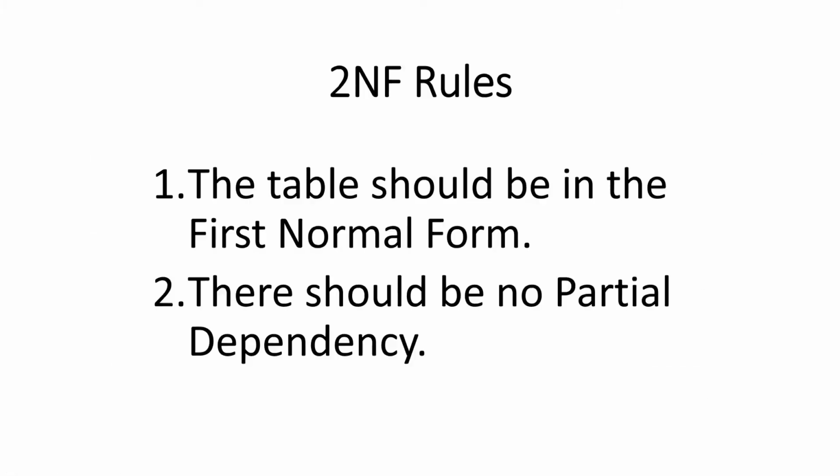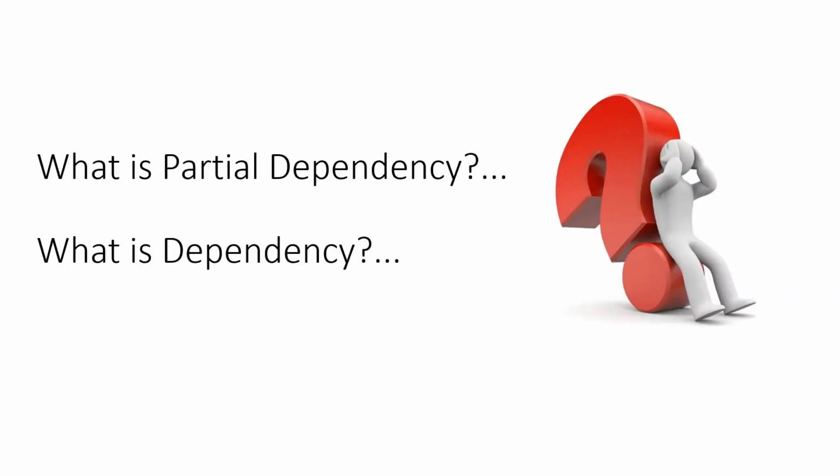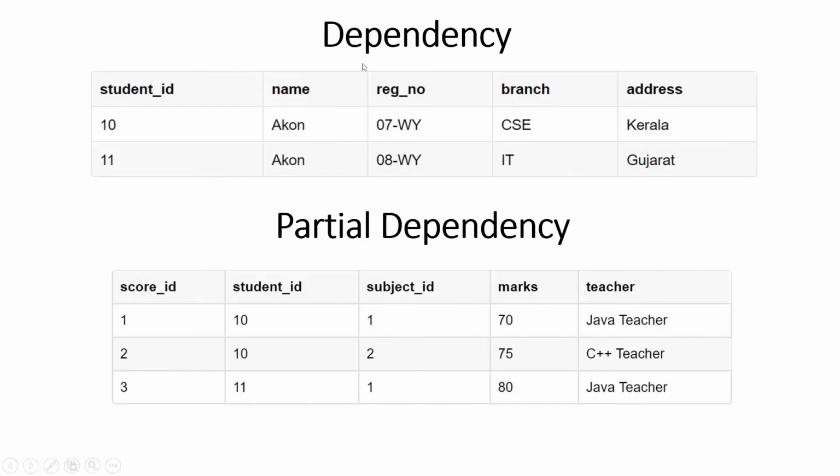And second normal form. There are also some rules of second normal form. Firstly, the table should be in the first normal form, and there should be no partial dependency. What is partial dependency and what is dependency? Dependency is the primary key here, student ID, and the other non-primary keys, which means other columns, depend on this column. With the help of student ID, by using these values, we can find all information along the table.